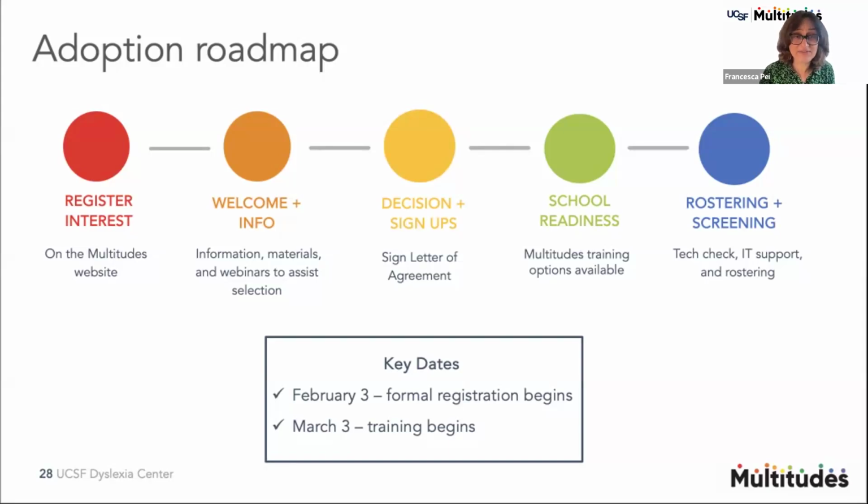Once you have decided that Multitudes is what you want to use in school next year, the next step will be one of our customer and success team leads contacting you to sign the letter of agreement and understand exactly what your school needs in terms of data security and IT needs.